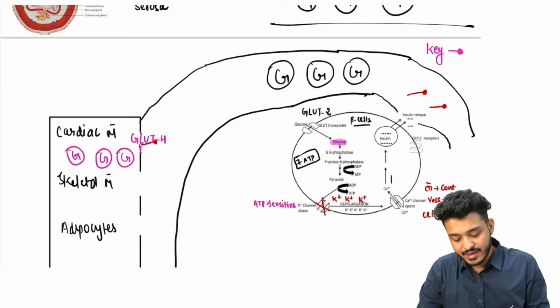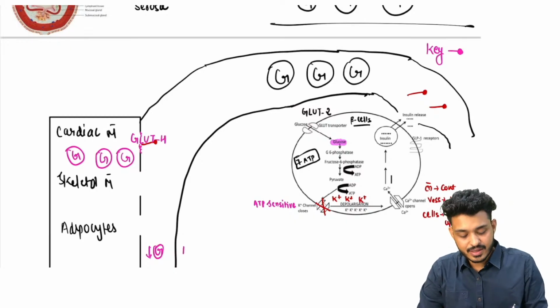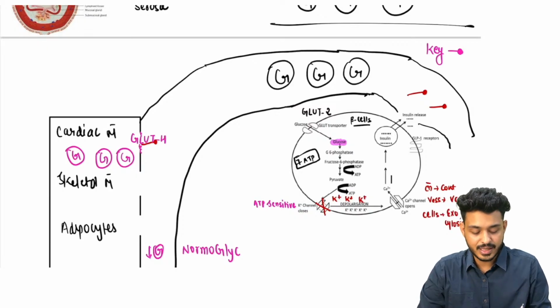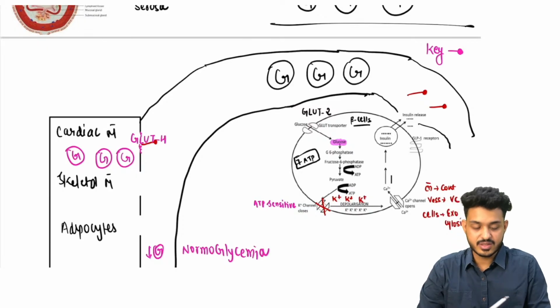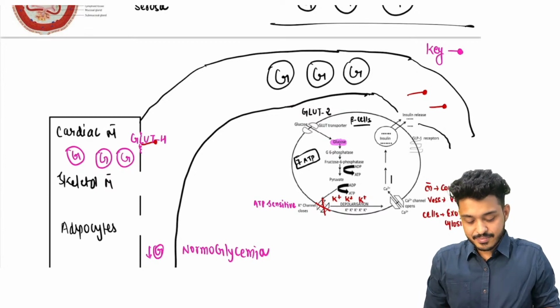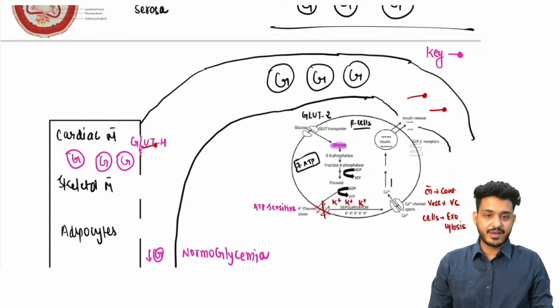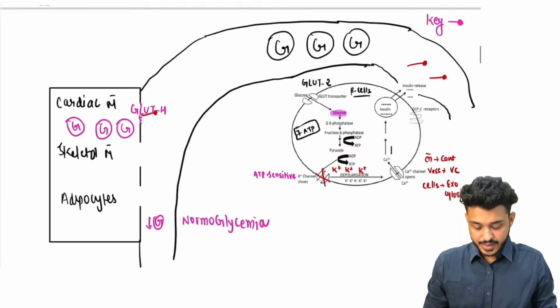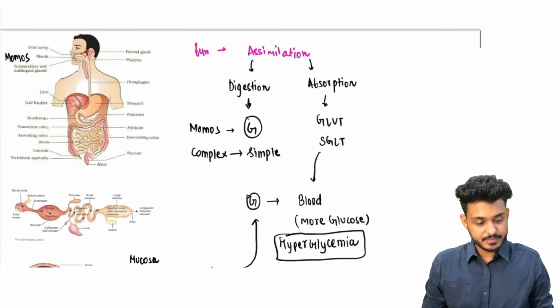Now you will have a decrease in the levels of glucose in the blood, and this is known as normoglycemia. Normoglycemia means glyce means glucose, normo means normal, emia means in the blood. So now you will have normal glucose levels in the blood, right? This is the basic understanding that you should have. I'll just try to recap it for you. What is going to happen?